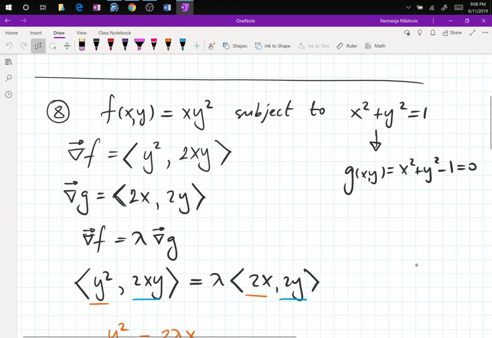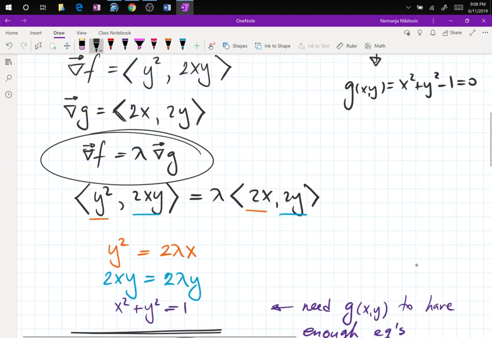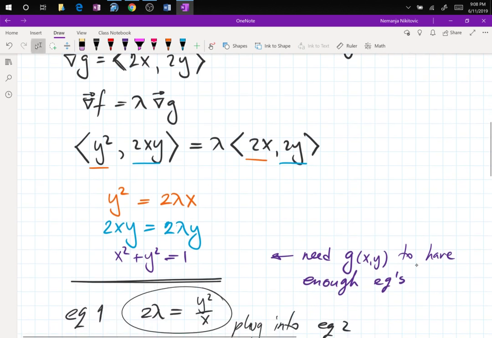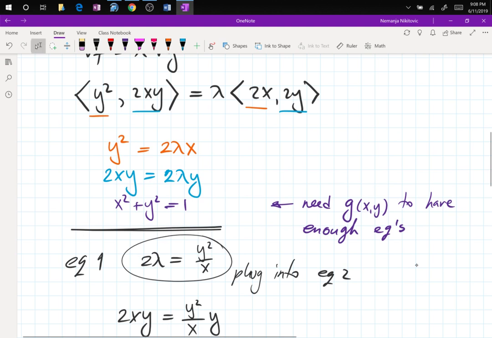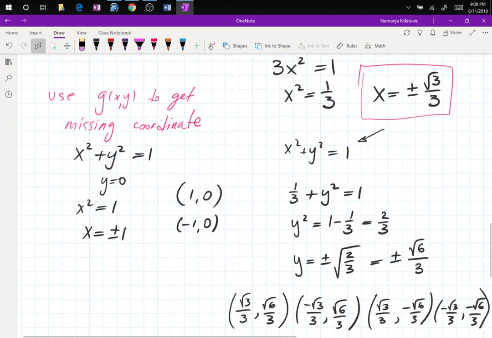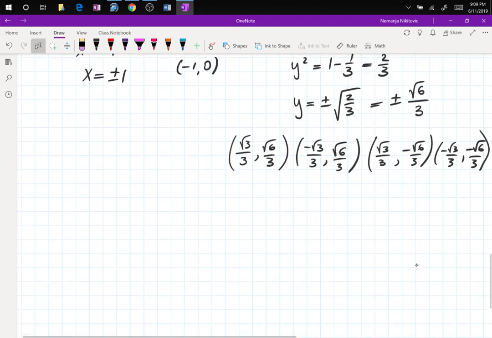So you find both gradients, you equate them through the Lagrange function equation, and then equate the i components together, equate the j components together, and add g into the mix to have enough equations. Solve any way you can. Eventually, it will spit out the points, and those points are the ones you are considering for your min and max.